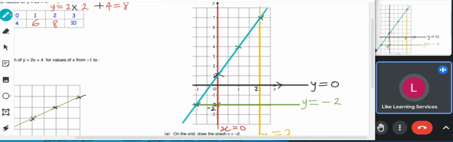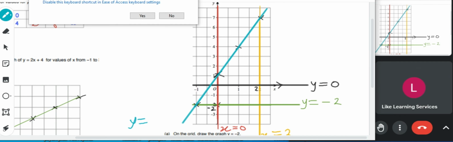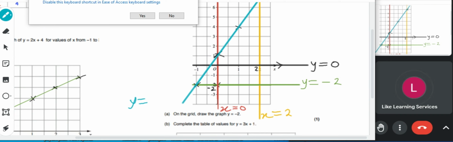This line is the line of y equal to 3x plus 1.